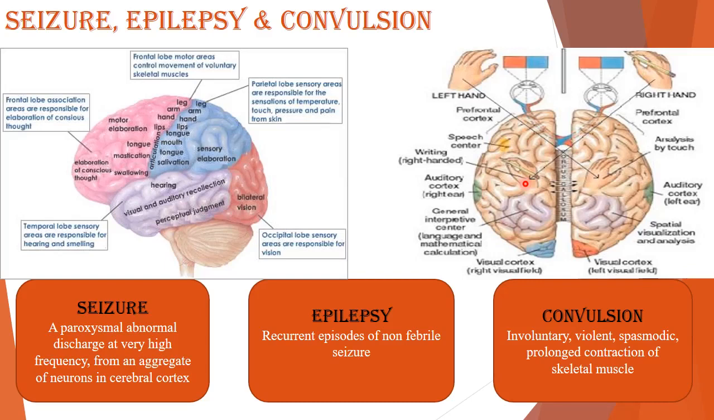But suddenly, if it goes beyond plus 30 or plus 40, maybe plus 200, plus 300, that is the abnormal discharge, which is paroxysmal, that means which is occurring all of a sudden.